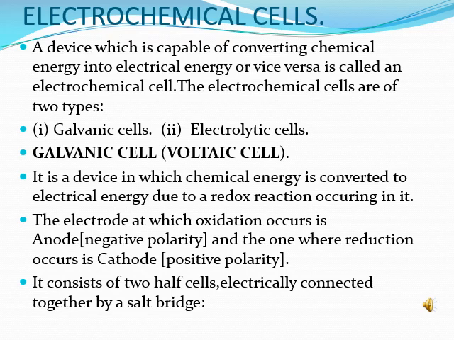The electrode at which oxidation occurs is your anode, which has a negative polarity, and the one where reduction takes place is cathode, which has a positive polarity. Now a galvanic cell consists of two half cells, and these are electrically connected together by a salt bridge.